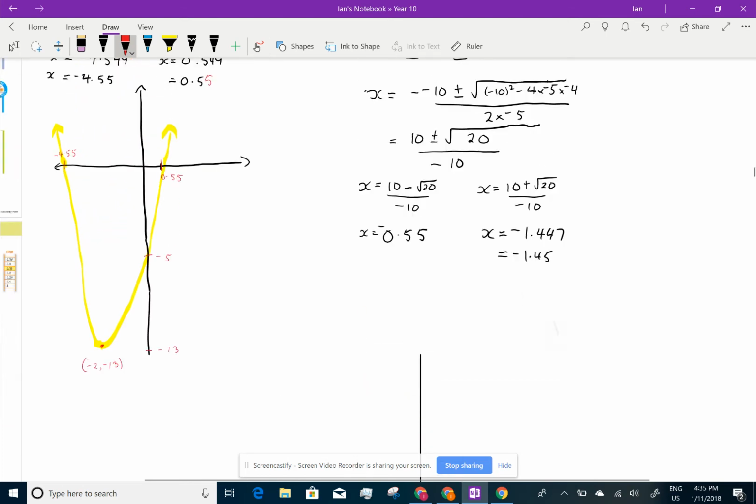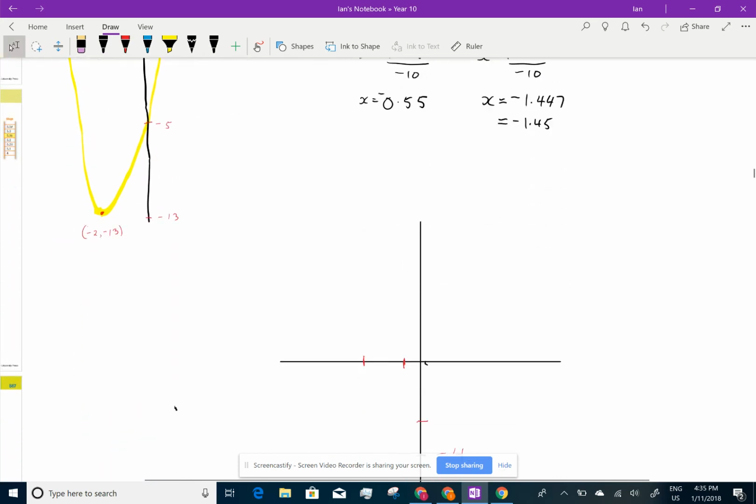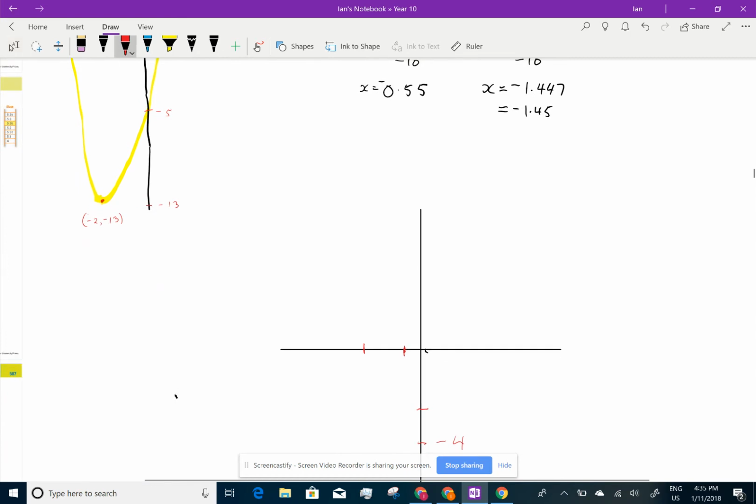And where's my vertex? Negative 1 and 1. So if that's 1.4, I'll put negative 1 there and 1. It's about there. And here we go.